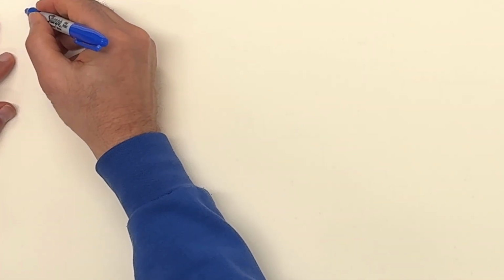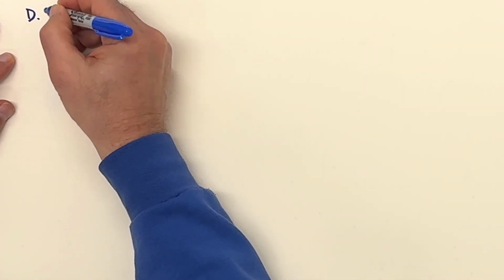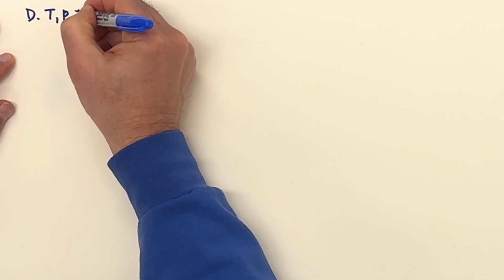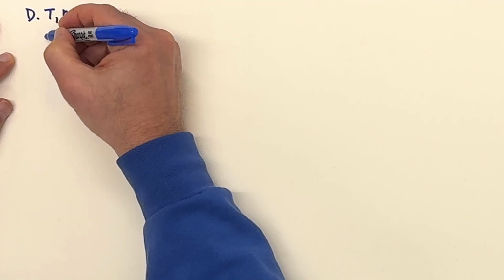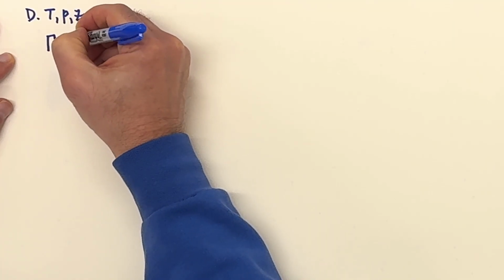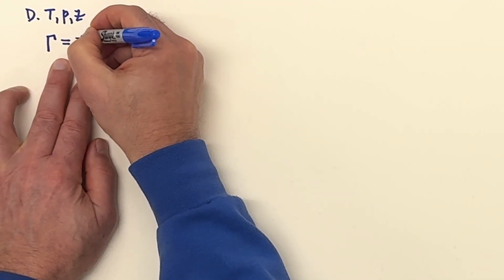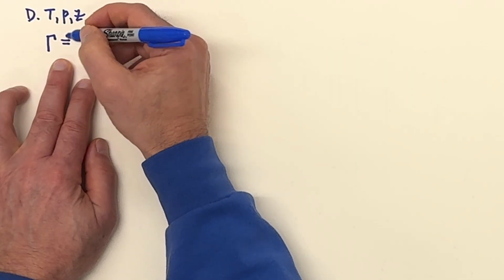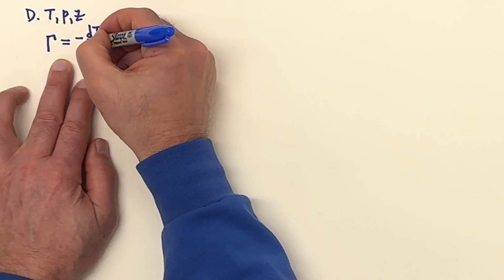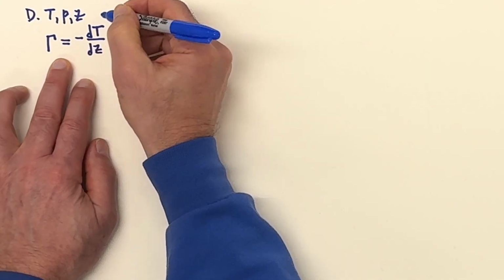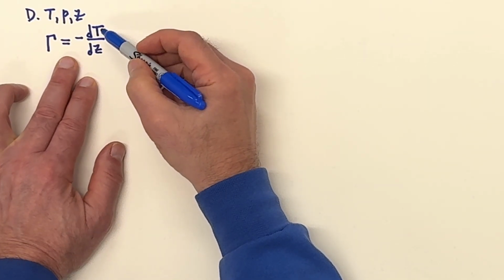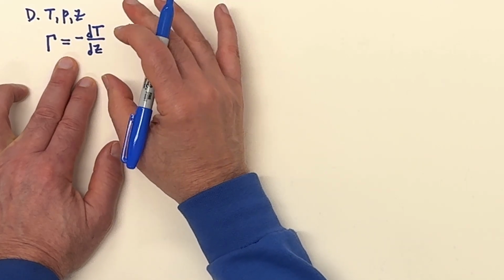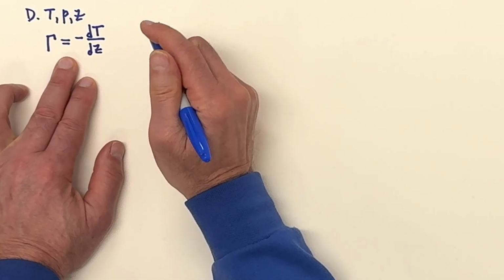Chapter D, we're going to look at temperature, pressure, and altitude. And the definition of the lapse rate is you take minus the derivative of the temperature function as a function of altitude. You take it with respect to the altitude, dz. And we're going to be looking at a theoretical derivation of this for an adiabatic rise in the atmosphere.